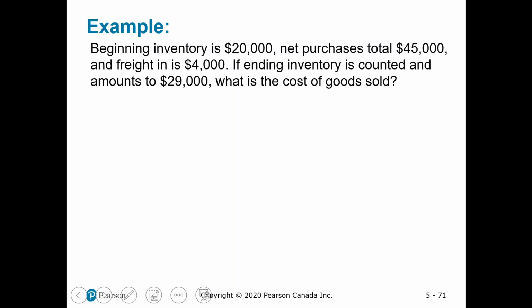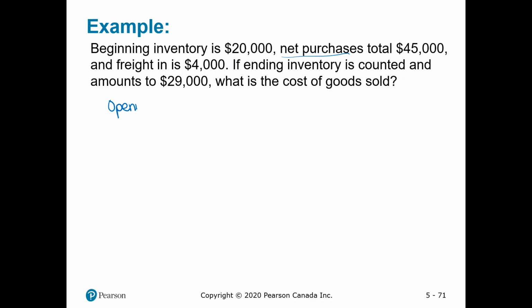Okay, so let's look at an example. The beginning inventory for this business is $20,000. Net purchases total $45,000, and freight in is $4,000. If the ending inventory is counted and amounts to $29,000, what is our cost of goods sold? So we need to go through and use that formula.